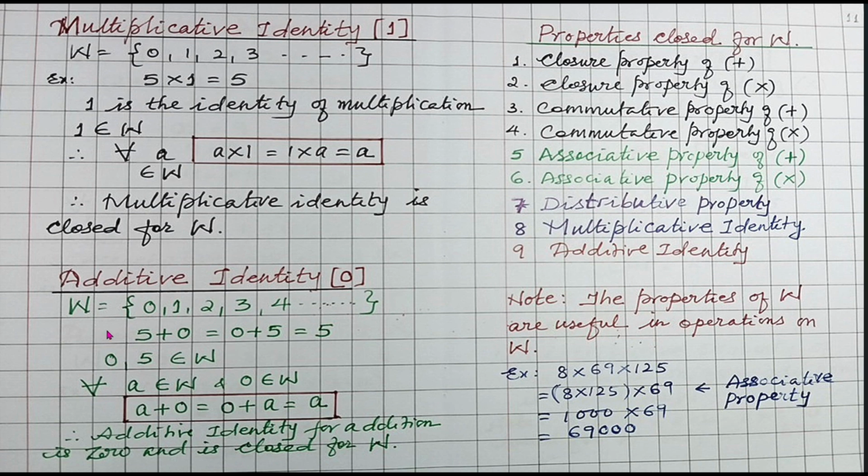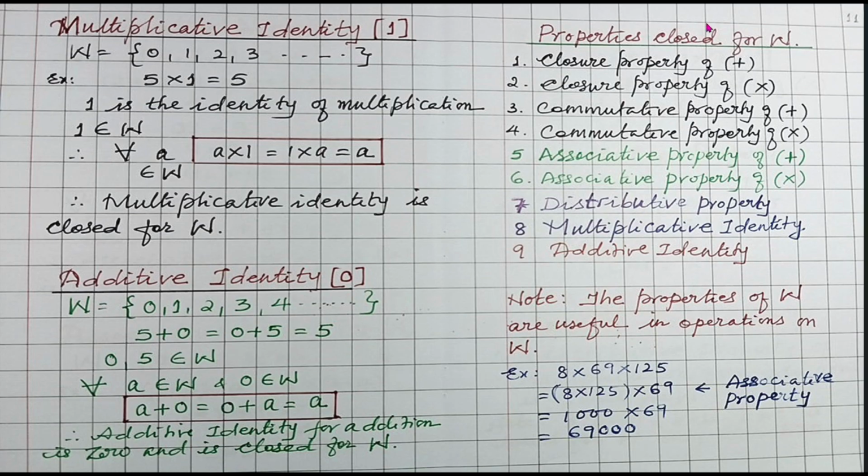Now let us take the next property, that is additive identity. When we take a number 5 and add to 0, 0 is a whole number, 5 is also a whole number, again we get back 5, and therefore 0 is called the additive identity. Additive identity, that is 0 is present in a set of whole numbers, and therefore additive identity is closed for a set of whole numbers and definitely not for natural numbers, because 0 is not an element of a set of natural numbers. So please remember that.